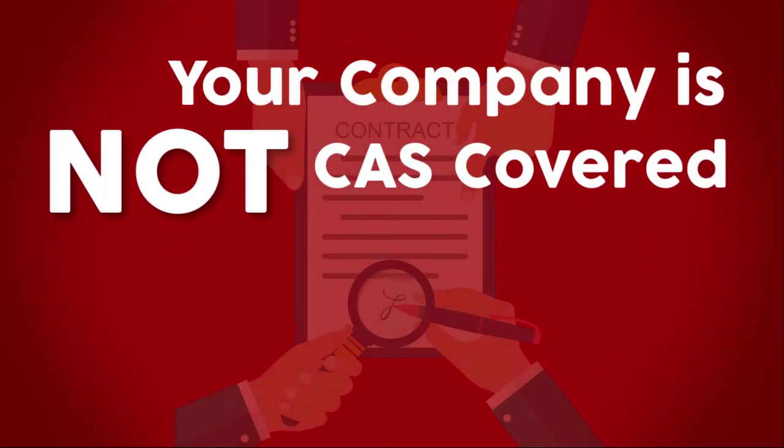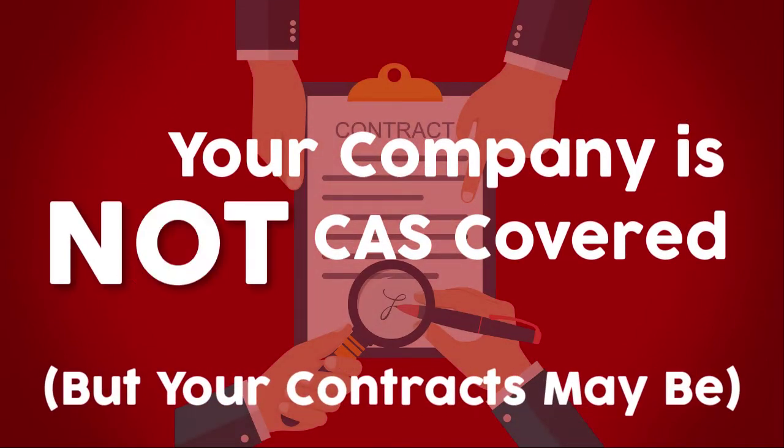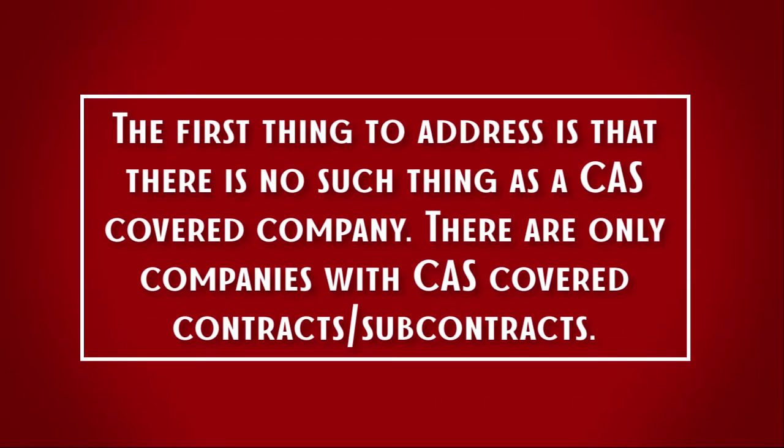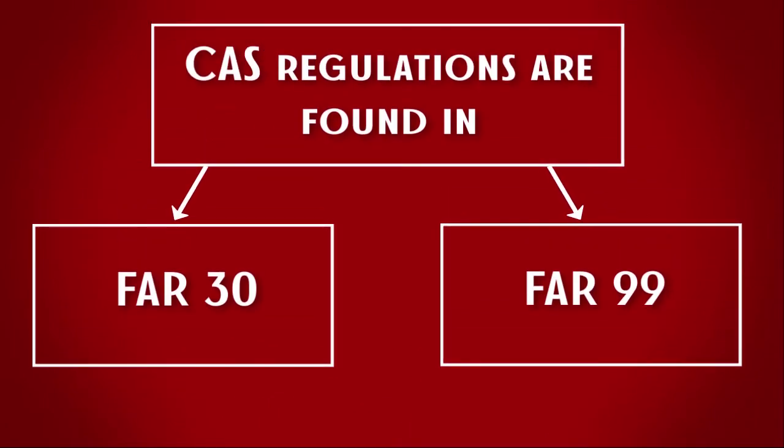Today we're going to discuss how you determine your company's status under cost accounting standards, better known as CAS. The first thing to address is that there's no such thing as a CAS covered company. There are only companies with CAS covered contracts or subcontracts. And I'm not going to say contracts and subcontracts all the way through this because it applies equally to both. CAS regulations are found in FAR 30 and FAR 99, also known as 48 CFR Chapter 99.